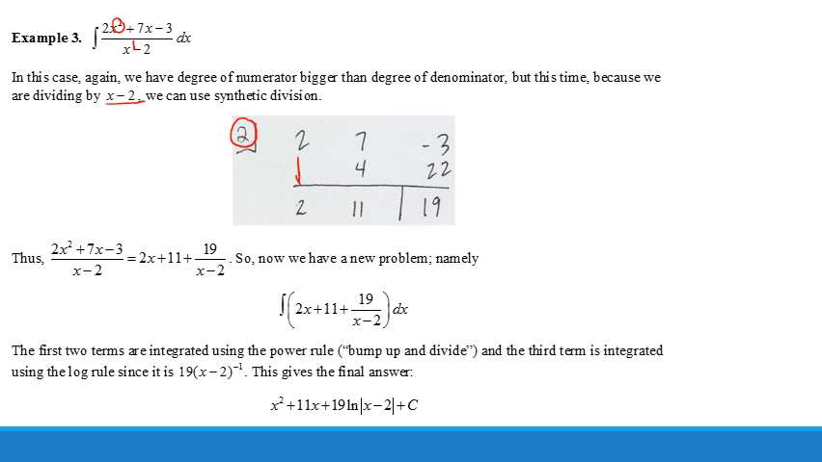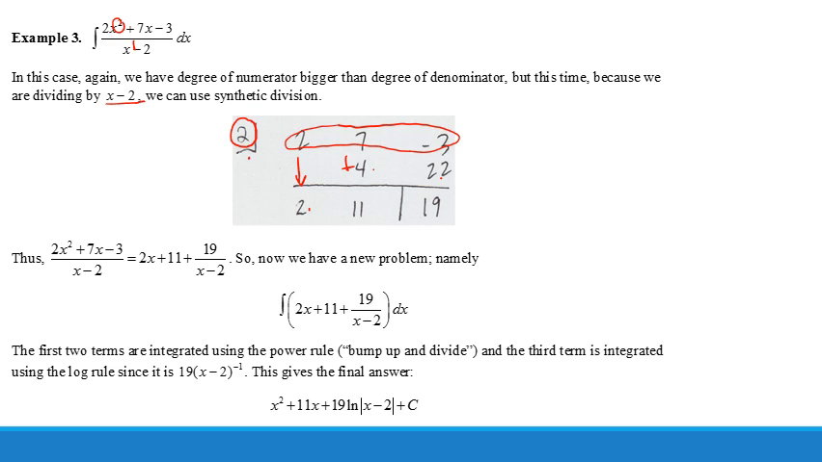The first thing that happens is this 2 drops down. I then multiply this 2 by that 2, and that's how I get 4. I add these columns, that's how I get 11. 11 times 2 is 22. Add negative 3, and that's how I get 19. And remember, I got this line right here from the coefficients of the numerator.